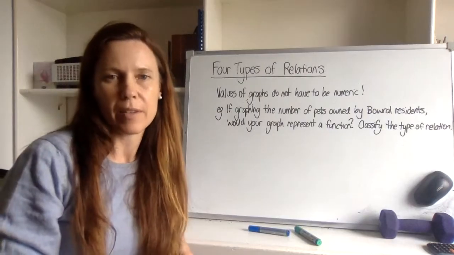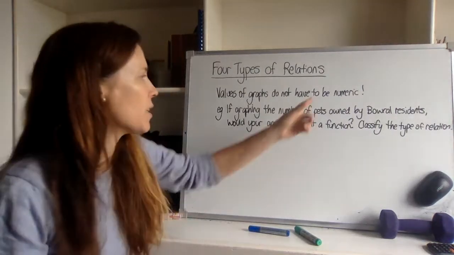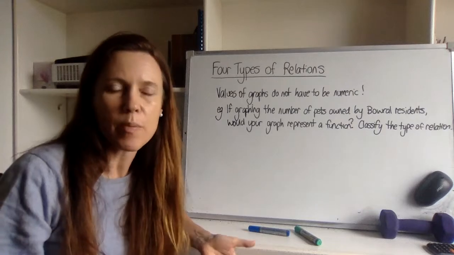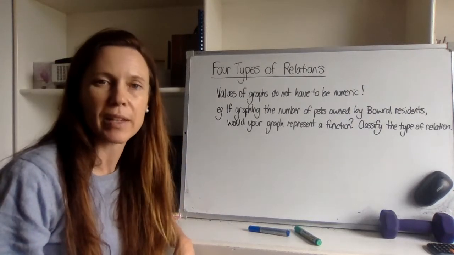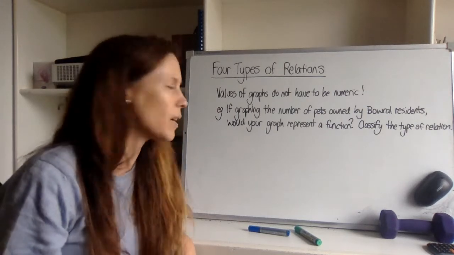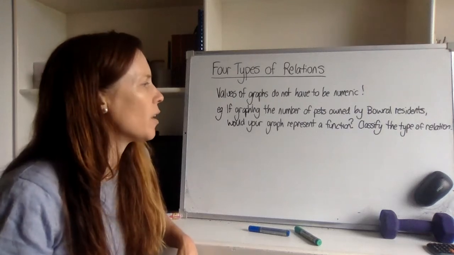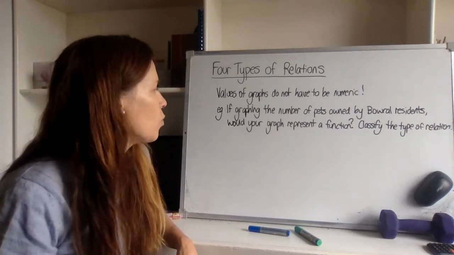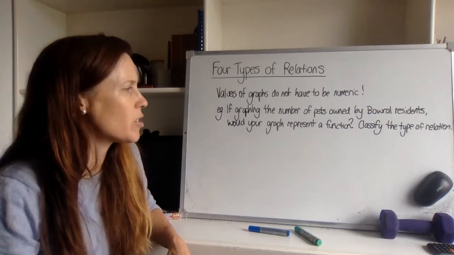Now bear in mind that lots of graphs use categorical data. It doesn't always have to be numeric, but even if it is numeric, it's worth considering what a graph would look like when you make it, so that you can consider which of these horizontal and vertical line tests it might pass. Let's look at this example. If we were graphing the number of pets owned by Bowral residents, would our graph represent a function? Classify the type of relation that it is.